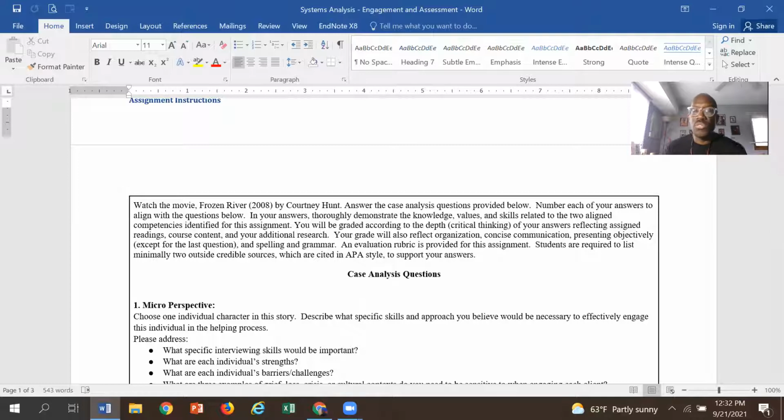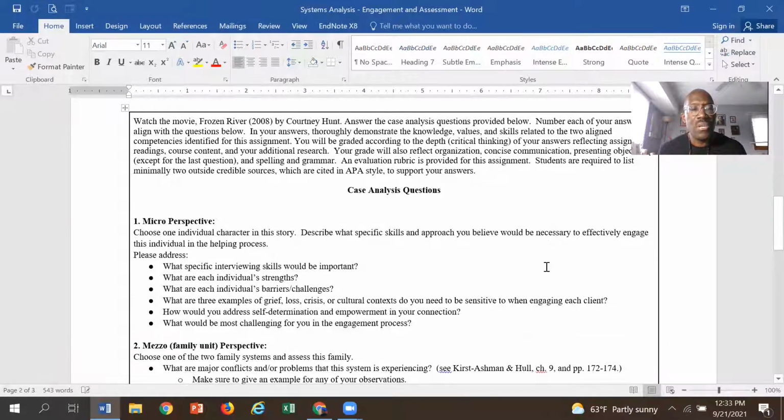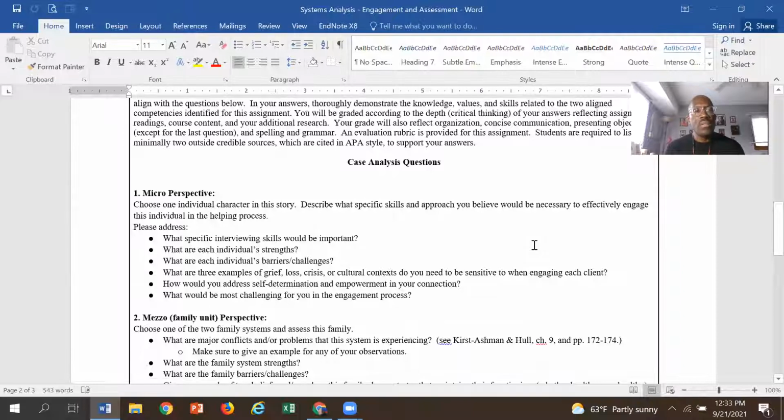You're going to need two sources. One of them can be your actual textbook. The other one you will need to find on your own. I would suggest going to the library, the database at the library, and find articles that relate to the subject matter. And if we have time, I'll show you how to get to the library as well. It's online.